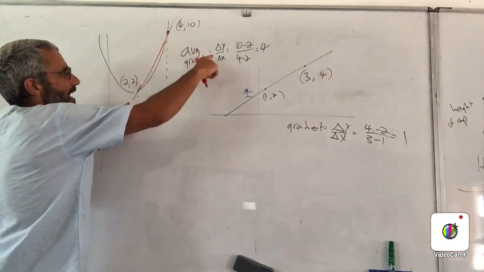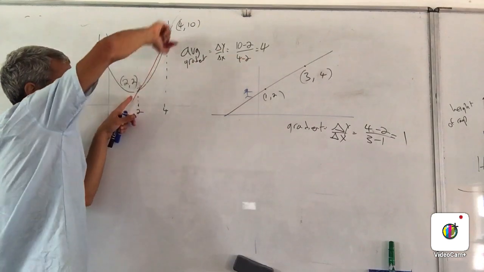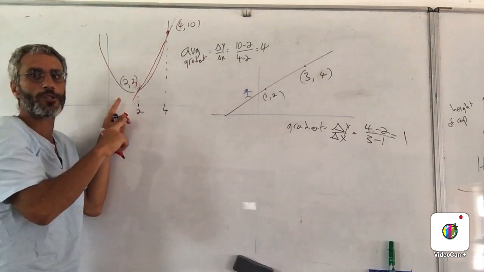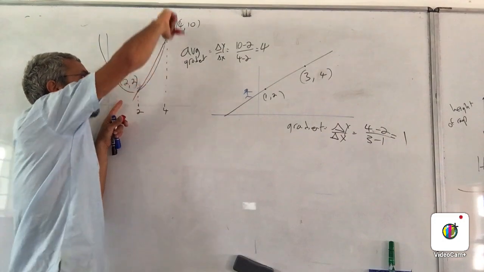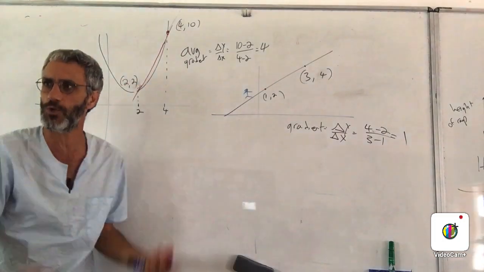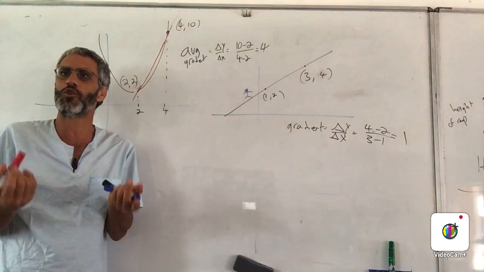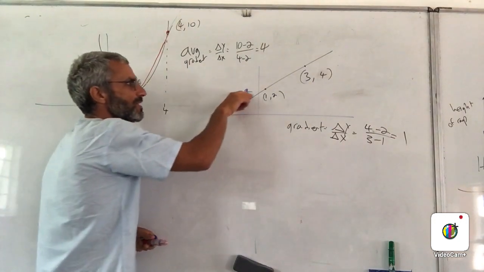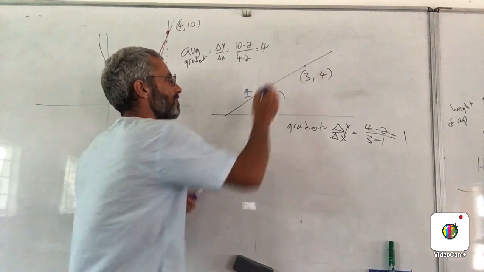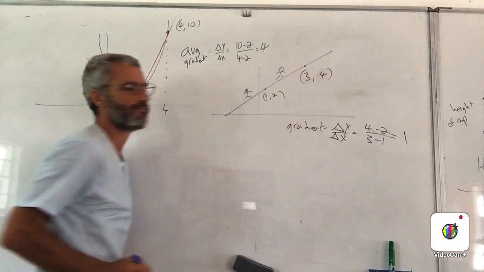The gradient that I calculated, this 4, is the gradient of this straight line. But if I want to calculate the gradient of a parabola, I can't really calculate the gradient because it's a curve. Right? You know, Eugene told us gradient is the steepness. So the steepness here, if I'm walking here and if I'm walking there, is everywhere the same.